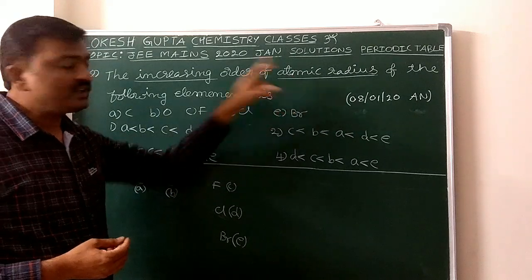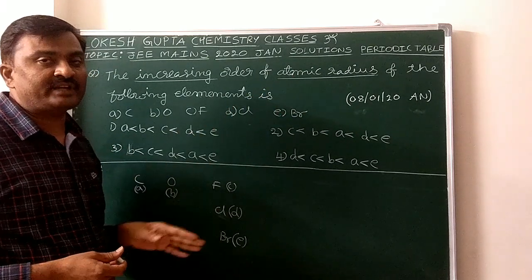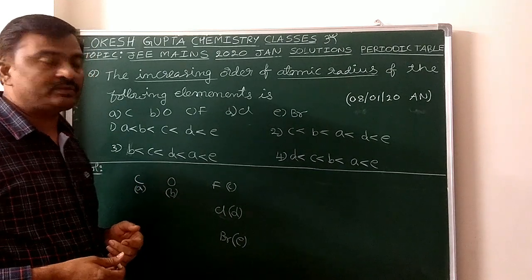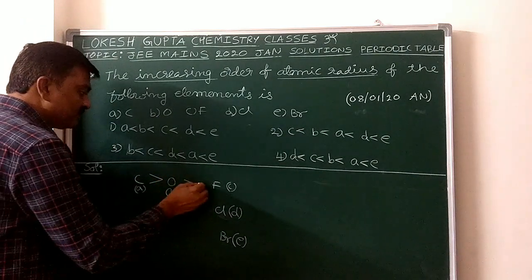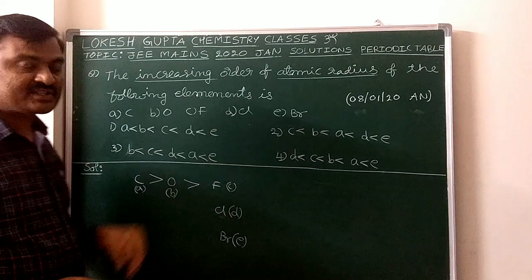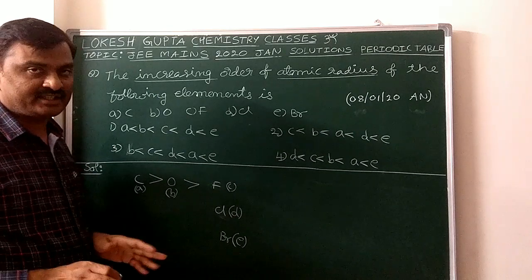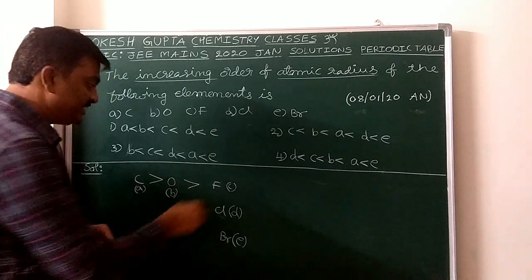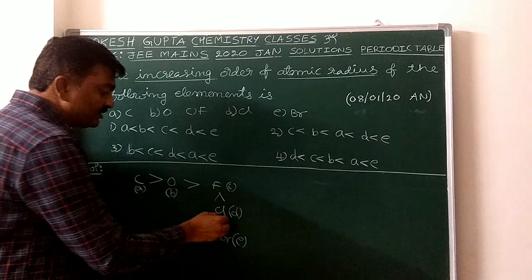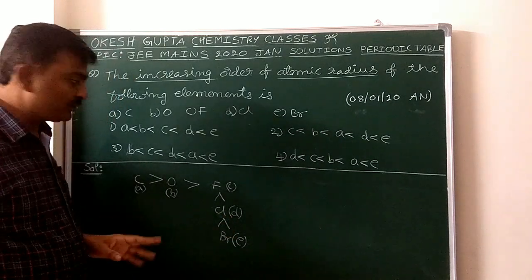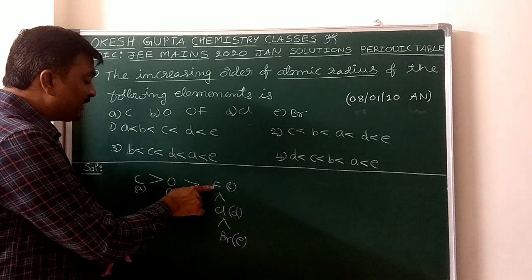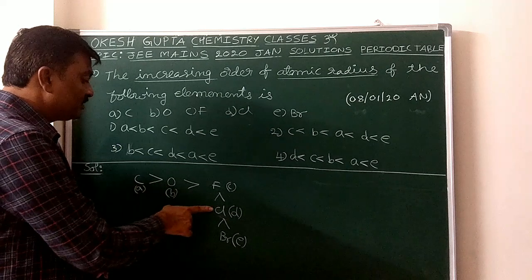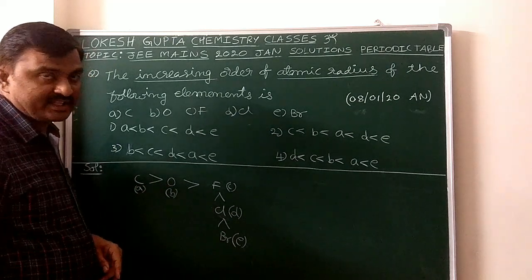What do we know about atomic radius? In periods from left to right, atomic radius decreases because of increasing effective nuclear charge. So from carbon to oxygen, oxygen to fluorine, atomic radius decreases. Next, down the group, atomic radius increases. So fluorine is less than chlorine, chlorine is less than bromine. And now when compared with fluorine, carbon and oxygen are larger in size, and chlorine and bromine are also larger in size.